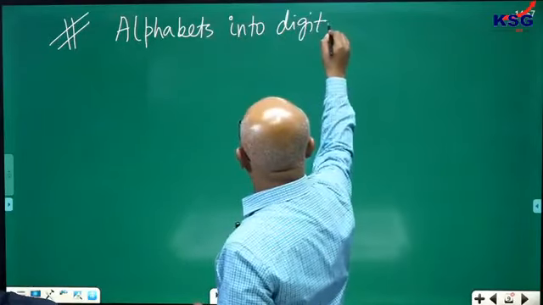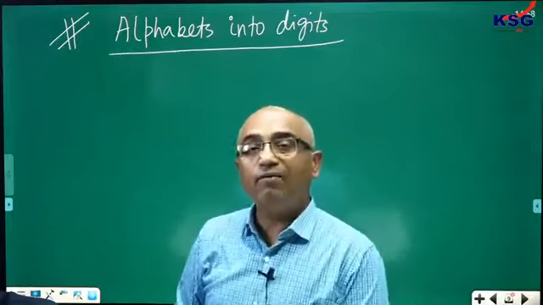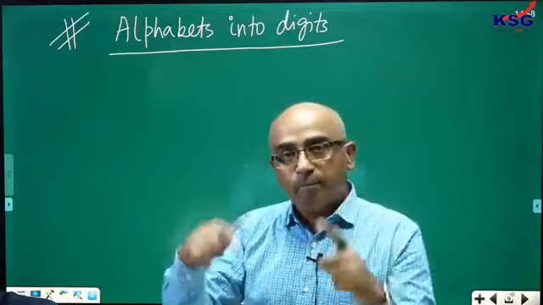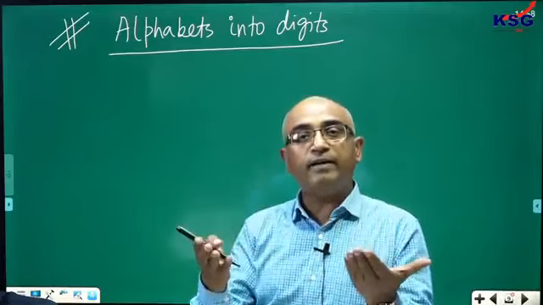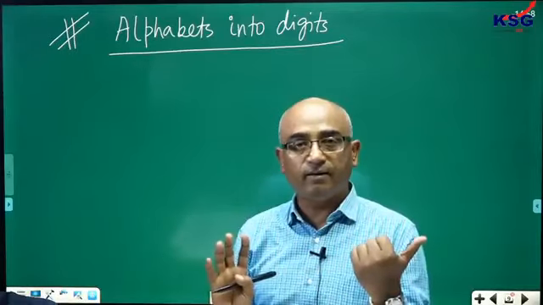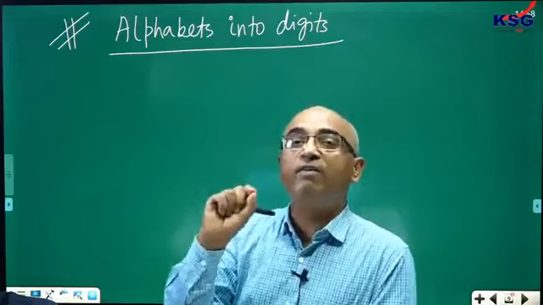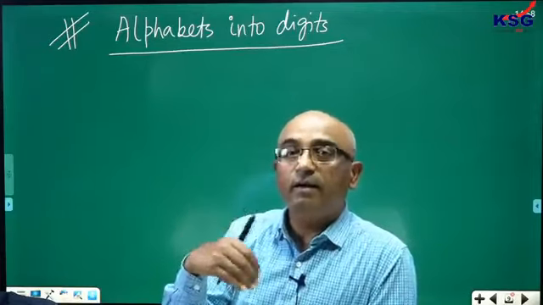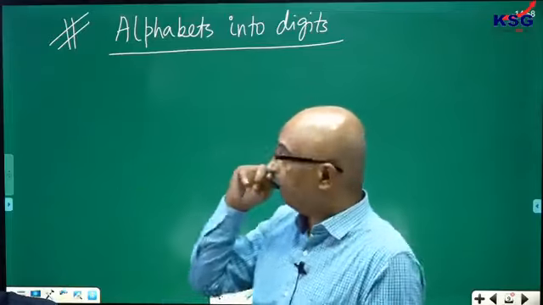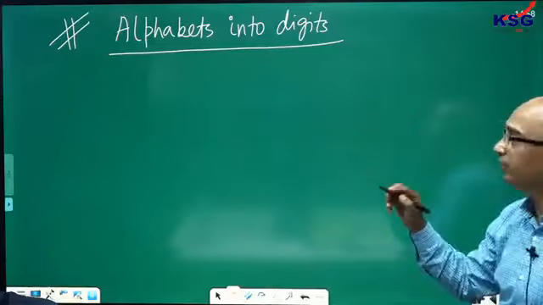How to convert alphabets into digits? Sometimes questions are made in such a way, related to addition, subtraction, multiplication and division using alphabets. One statement is given: if the alphabets are distinct digits, then convert the alphabets into digits. So see a few examples to understand how to convert alphabets into digits.